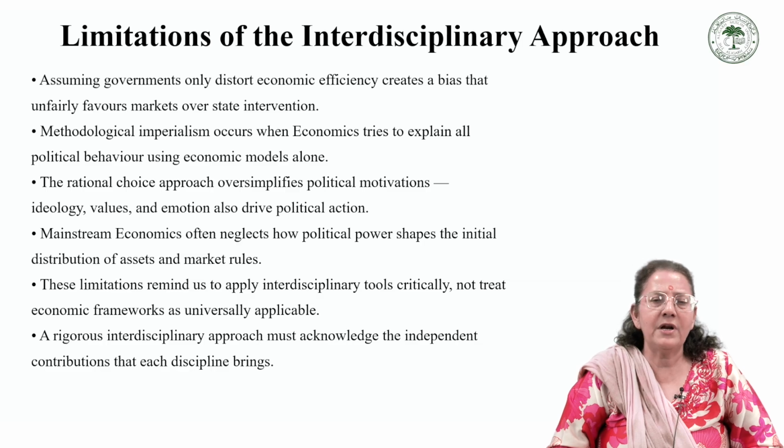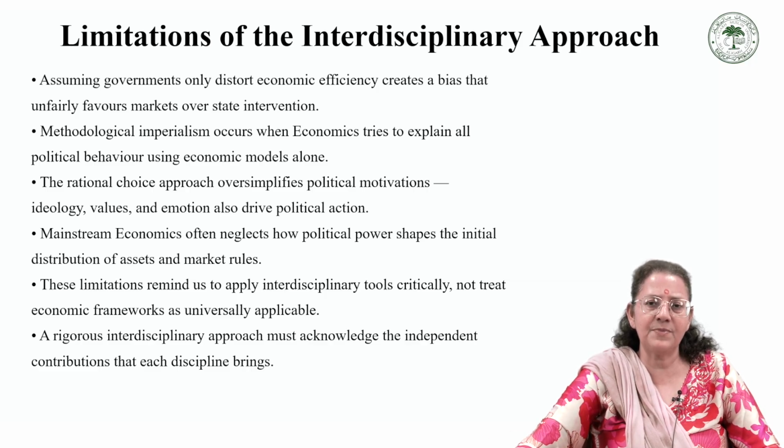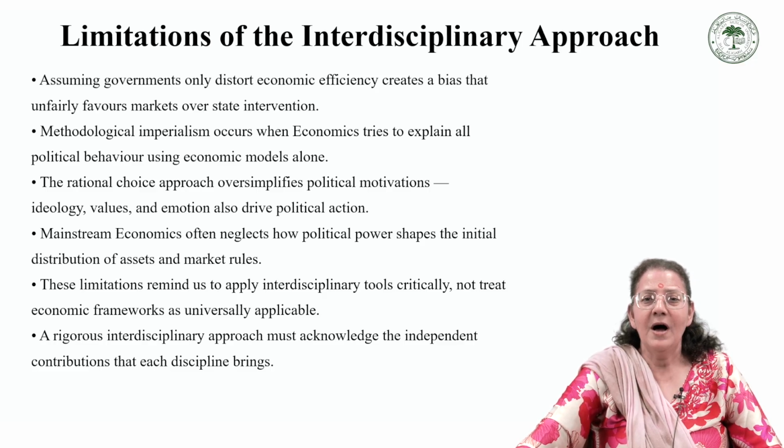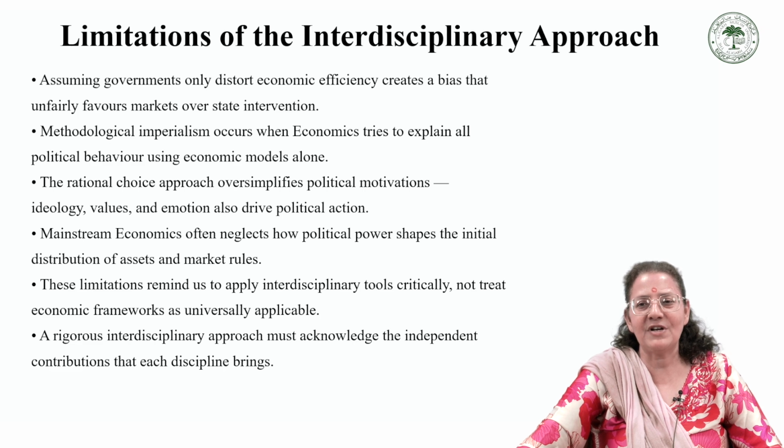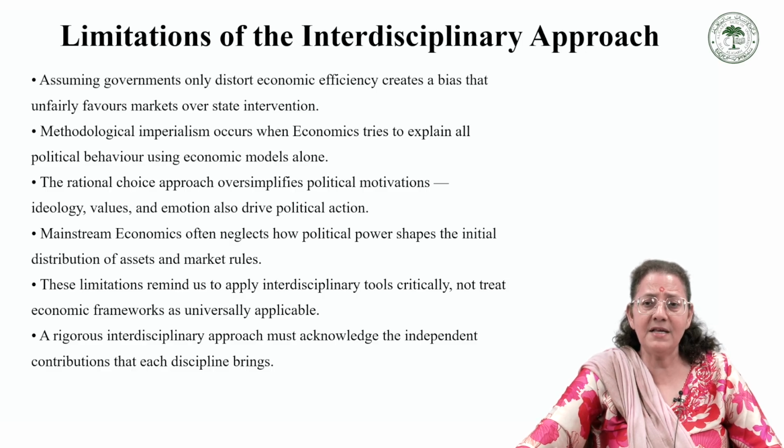The interdisciplinary relationship between the two subjects, while enormously productive, also has limitations. The first limitation is the problem of assuming that economic actors behave rationally and that political actors distort economic efficiency. This assumption, common in neoclassical economics and in some versions of public choice theory, leads to a bias in which government intervention is always seen as a problem and markets are seen as the natural solution. This ignores the many situations in which markets fail and governments succeed.